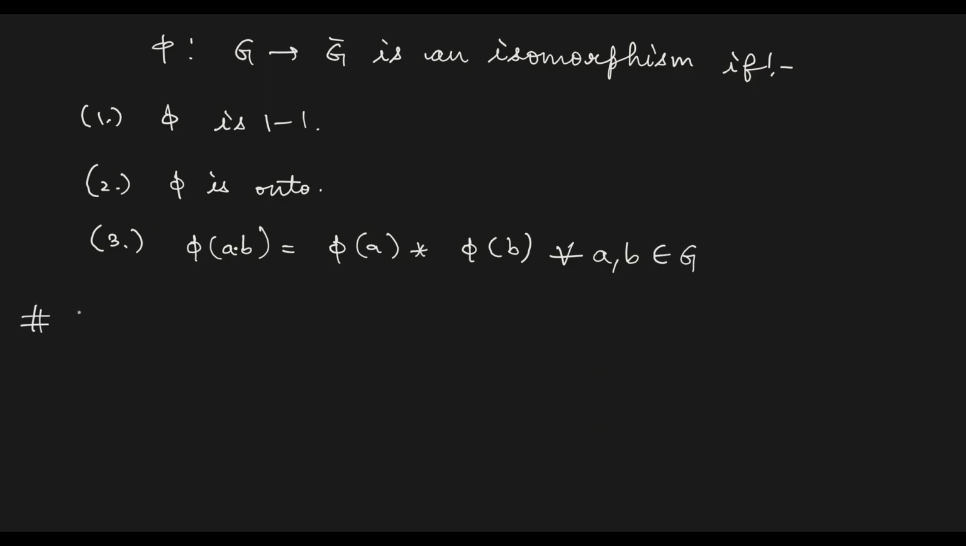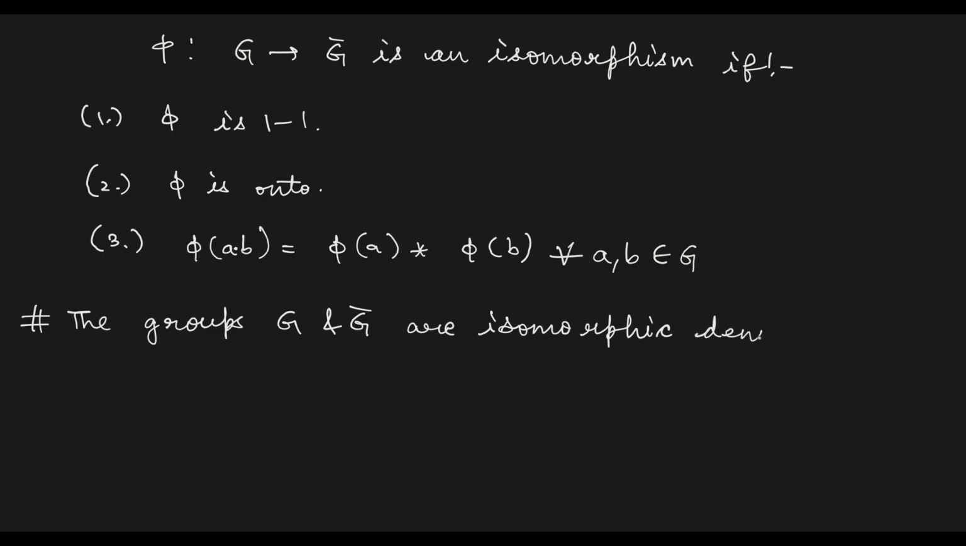The groups G and G bar are isomorphic, which is denoted by G isomorphic to G bar.